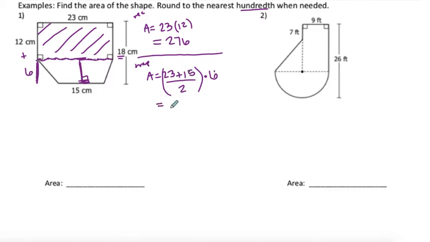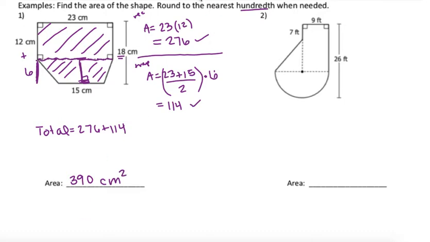And when I put this in my calculator, it tells me that the area of this region now is 114. So once I found the rectangle and the trapezoid, I can find the total, which is going to be that 276 plus the 114 to make it the entire figure. And when I add those together, I get 390, and my units are centimeters squared. Okay, let's look at number 2.